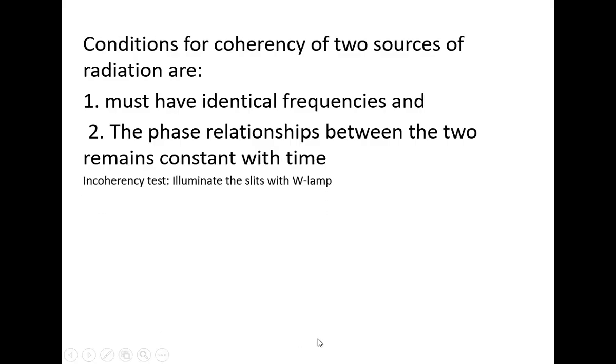So in coherency, how do you test for incoherency? You illuminate the slits with a W lamp. What is W? What's W? Need an answer. Look at the periodic table. That's tungsten, right? So you illuminate the slits with a tungsten lamp, and that's a test for incoherency.